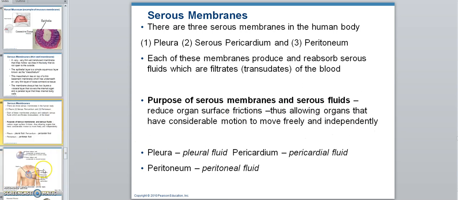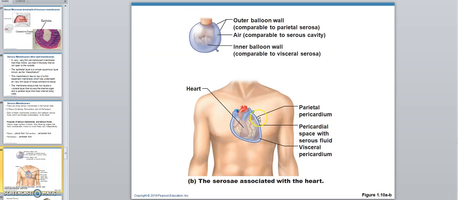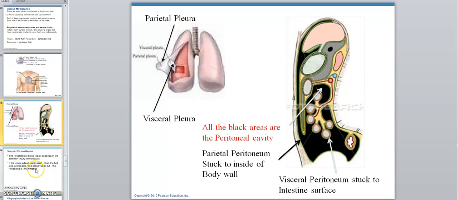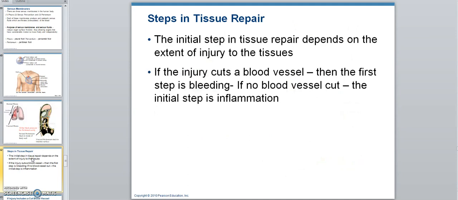Okay? There we are showing some serous membranes, pericardium and so forth. Pleura, parietal pleura, visceral pleura, peritoneum. All right. So that's what we're looking at there. Now I'm going to end right here because now we're going to go into tissue repair. So I'm going to end that right there.